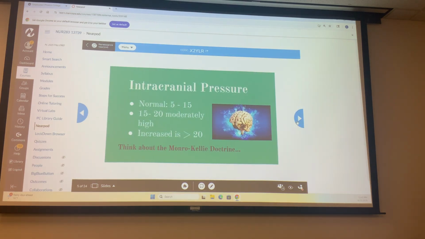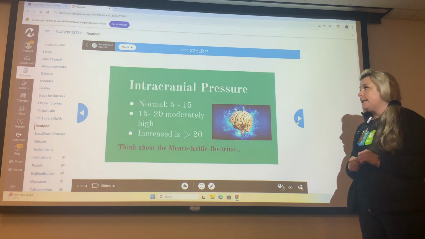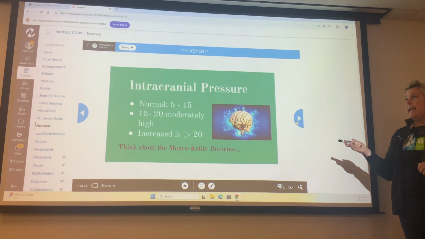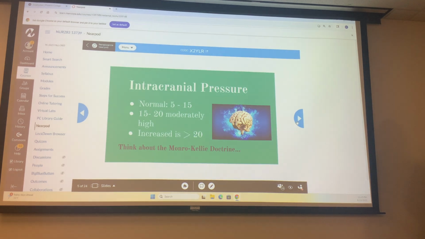So here we are, intracranial pressure, right? You need to know these numbers as well. So we talked about CPP first, now ICP. Normal is 5 to 15, and then 15 to 20 is moderately high, and then an increase is greater than 20. You best do something about that, okay?